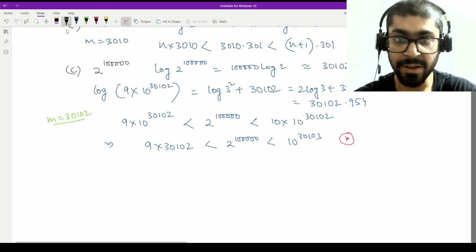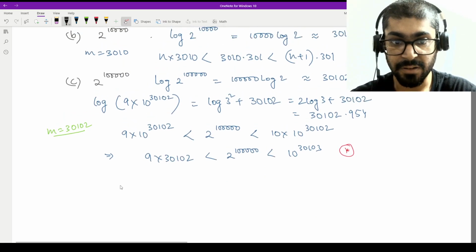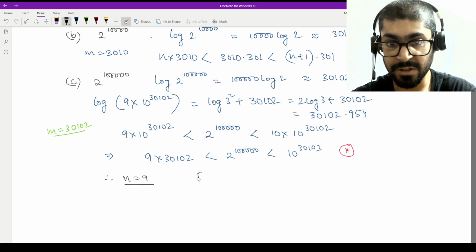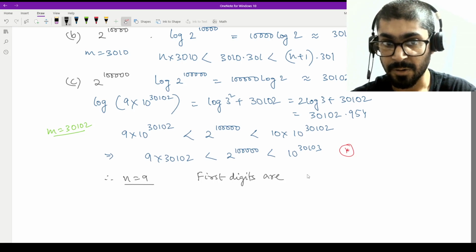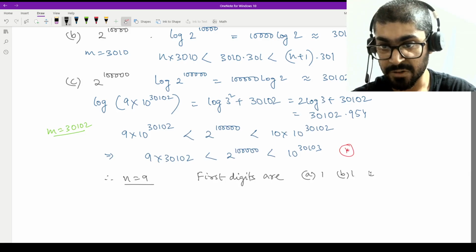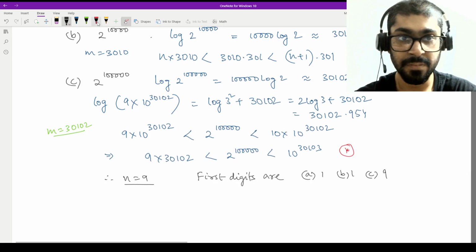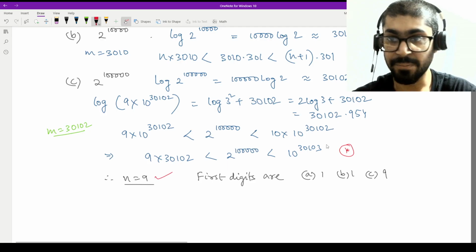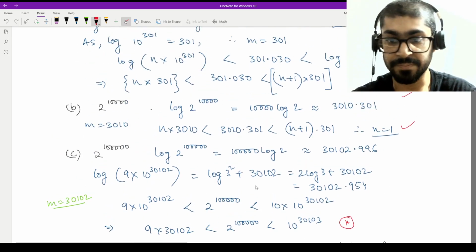So what does this imply? This means that therefore n is equal to 9. So first digits are A1, B1, C9, right? These are the things that we have marked.